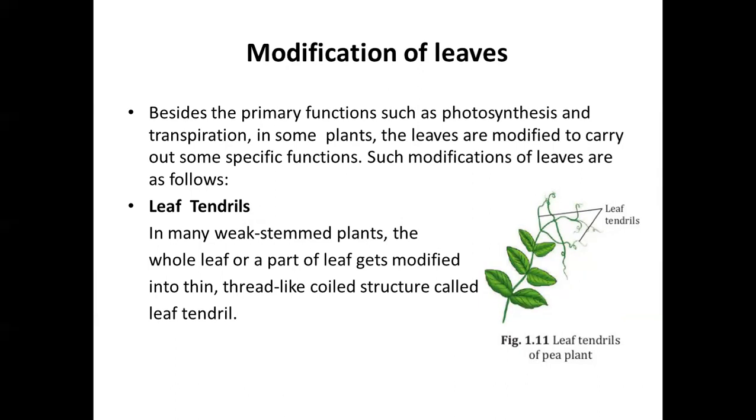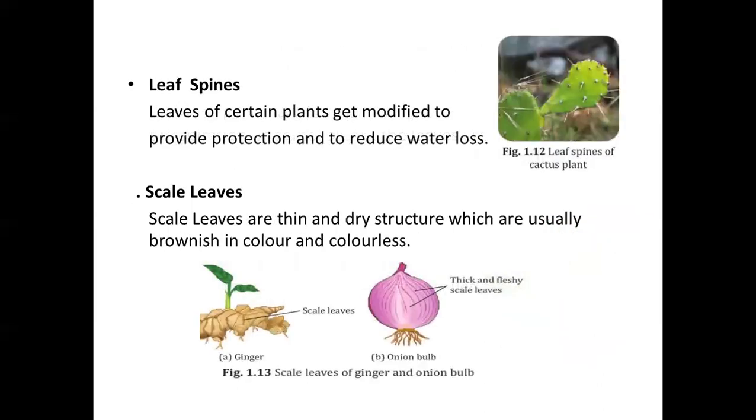That means we can see that the upper leaflets of the sweet pea have changed into leaf tendrils. Next is the leaf spines. Leaf spines we can see in cactus plant. Leaves of certain plants get modified, and that provides protection and reduces water loss.